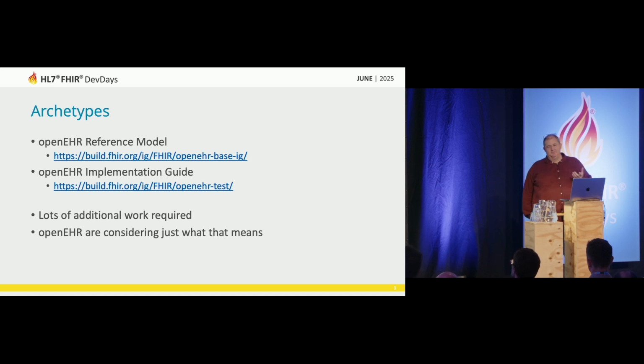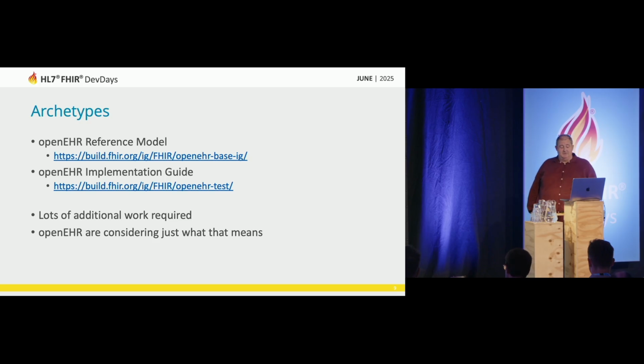The reference model is a set of base classes, not yet marked up with the JSON and XML rules for openEHR, but they will be. And then the openEHR test IG contains actual archetypes that are read and turned into profiles on the openEHR reference model and then presented to the user as if they are not openEHR, as if they're FHIR logical models. It's irrelevant to a user that they are. And then we can read and write archetype data as if it's more FHIR data. It's all the same thing to us.